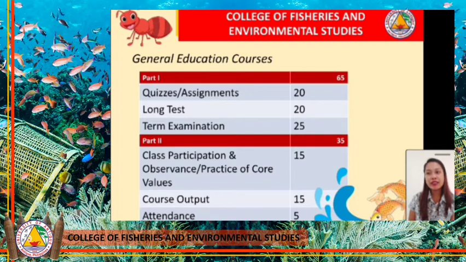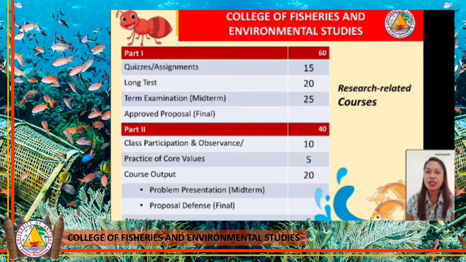Okay, now for the general education courses, this one has a different grading system. It is composed of part 1 having a total of 65% and part 2 which is 35%. As you can see on your screen, the breakdown of each part of the grading system. Courses that adopt this grading system are your general education courses, such as for example JAC 9, JAC 6, and the rest of the general education courses.